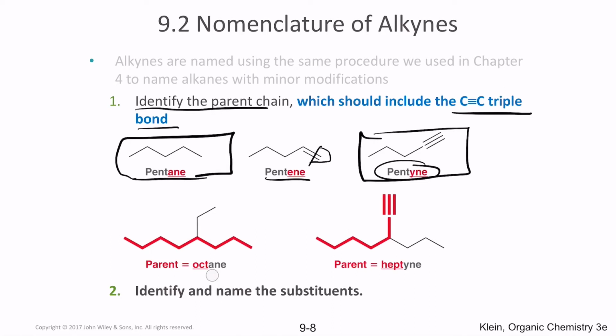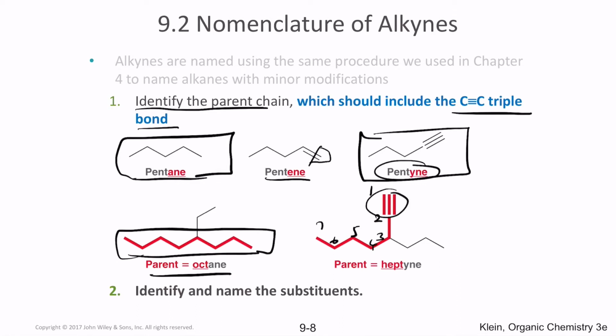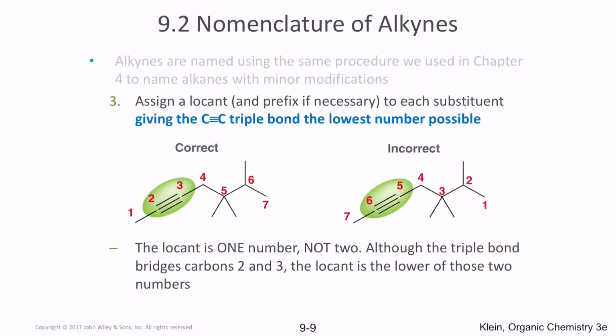Next you have octane here. In this structure, this is the longest chain, but notice that there is a triple bond here, which means you have to count from here. So it becomes heptyne. Remember, the parent chain should always contain the triple bond. Next step is to identify and name the substituents.